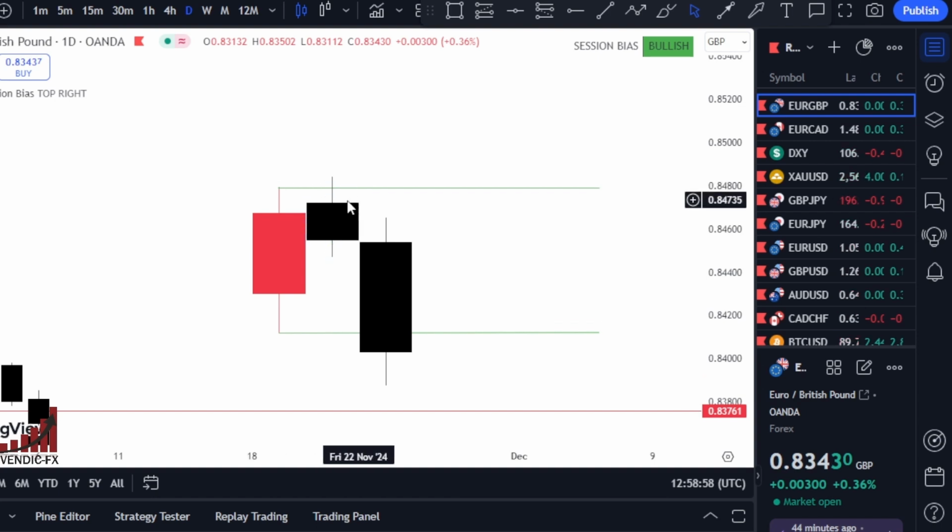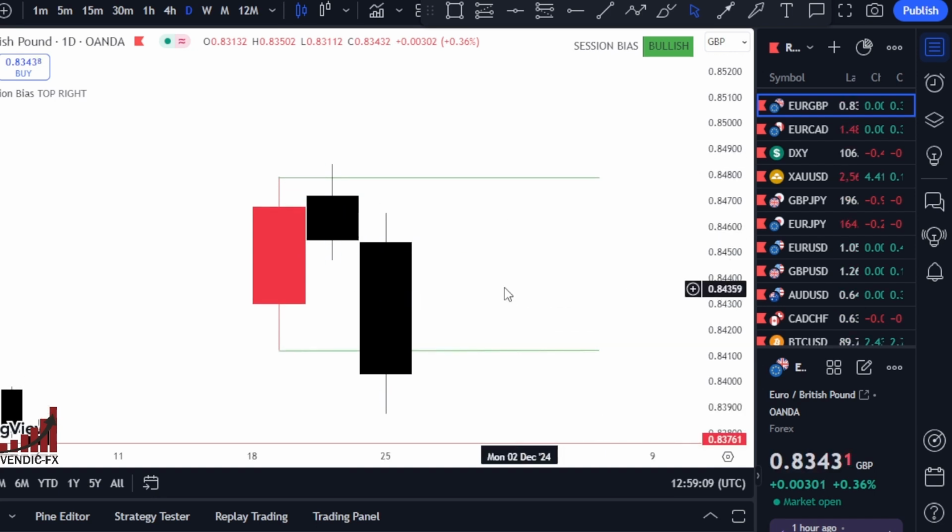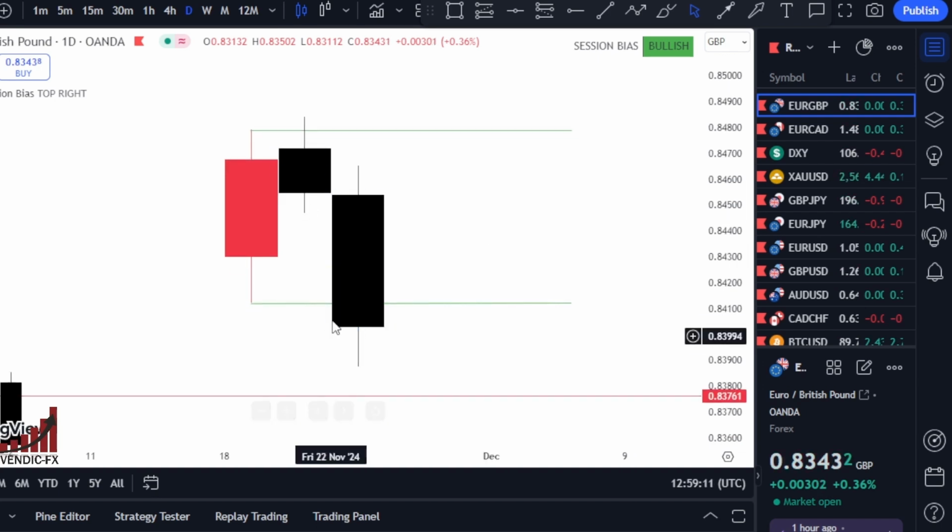Okay, so for the fact that we failed to close above it, it simply means we are rejecting off of this liquidity. And we are anticipating that the next candle will actually need to fill up this liquidity here.